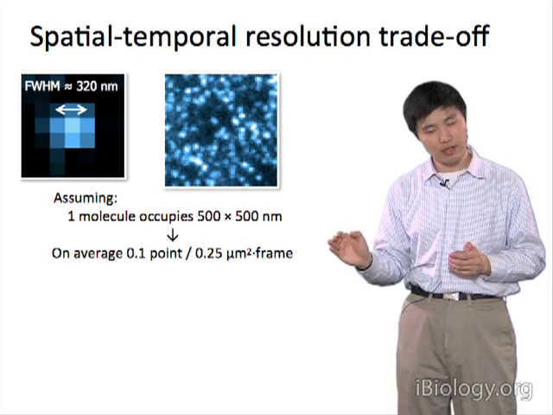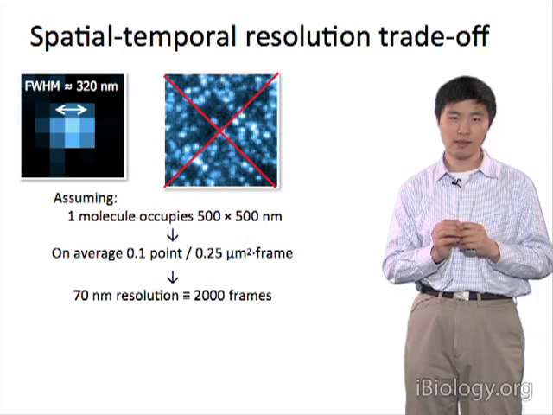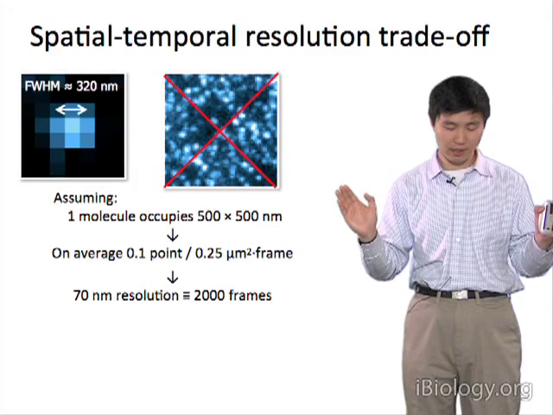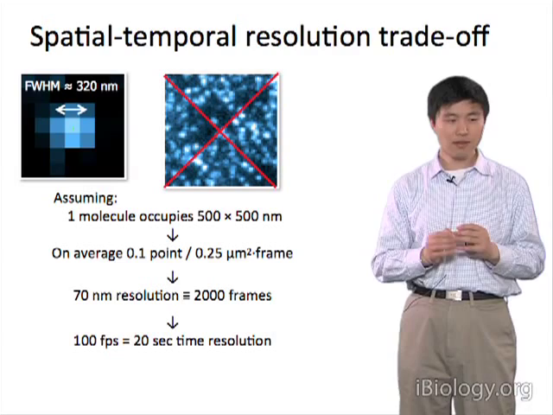Then we can do the calculation. If we want a 70 nanometer density limited resolution, that means 35 nanometer point-to-point distance, and we need 2,000 frames to get enough points. And 2,000 frames, if we are acquiring at 100 frames per second, that's exactly 20-second time resolution. And if we want to do it faster, there are two ways we can do it.